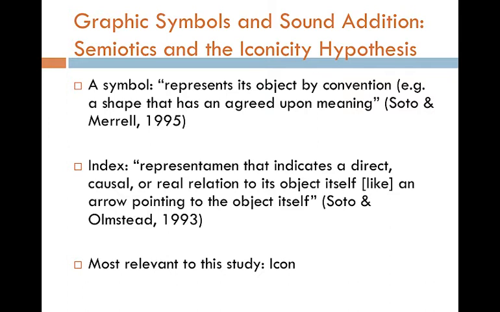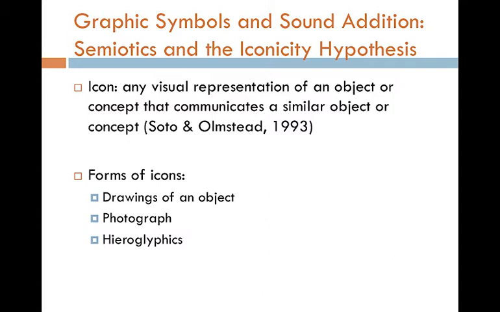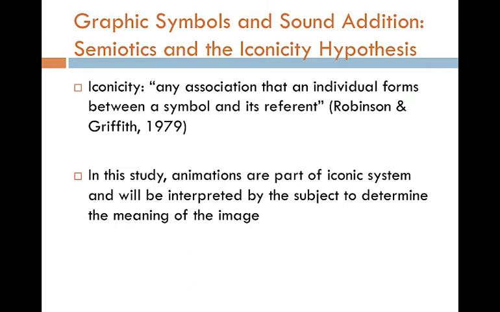Most relevant to this study is the icon. An icon is any visual representation of an object or concept that communicates a similar object or concept. So forms of icons can be a drawing of an object, a photograph, hieroglyphics, or in this case, animations. Iconicity is any association that an individual forms between a symbol and its referent. So in this study, animations are part of an iconic system and will be interpreted by the subject to determine the meaning of the image.